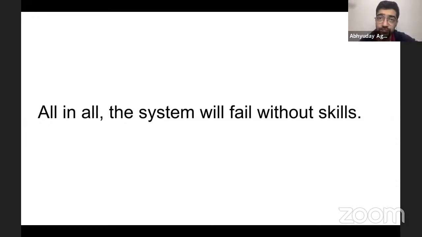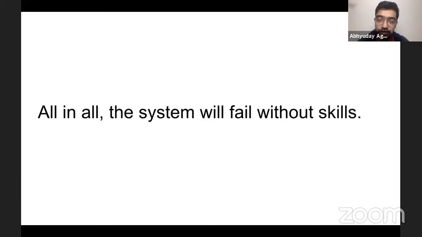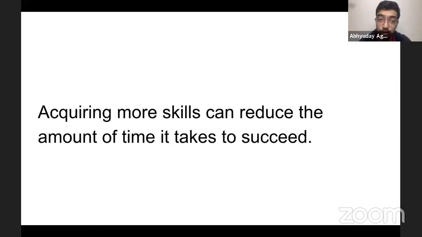If seniors didn't have the skills, they wouldn't be able to charge what they charge clients. It's not that they're getting that money, 80,000 per hearing, for free, right? There is some effort they've put in, there are years of work. For one hearing of 5 minutes or 20 minutes or 2 hours, they can claim this because they've put all their past years of experience into that way of thinking. Acquiring more skills, therefore, can reduce the amount of time it takes to succeed.